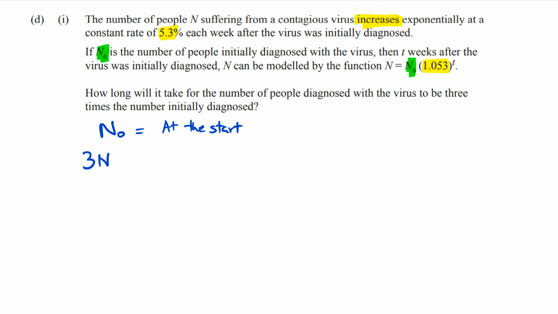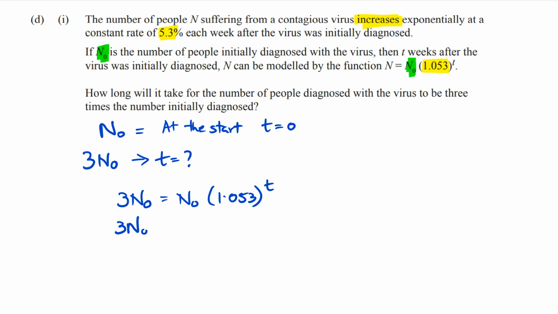That means we want to know for 3N0, t is equal to what? So we know N0 is at the start, when t is equal to 0. So all we're doing is literally writing this down: 3N0 equals N0 multiplied by 1.053 to the power of t. That's all. Now you bring N0 to the left-hand side, and it equals 1.053 to the power of t. So our N0s get cancelled out, and we're left with just 3 equals 1.053^t.